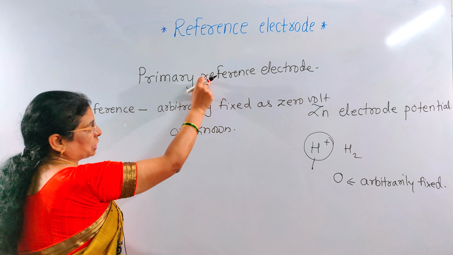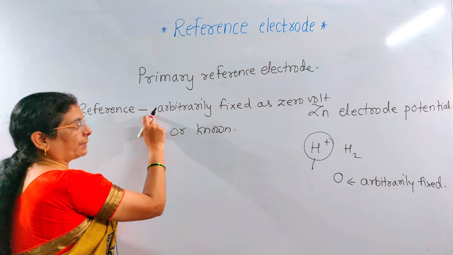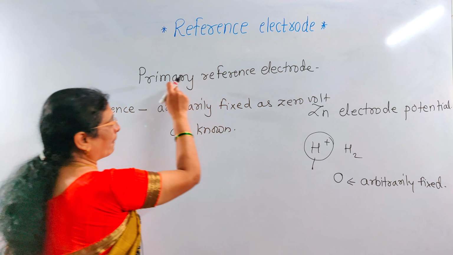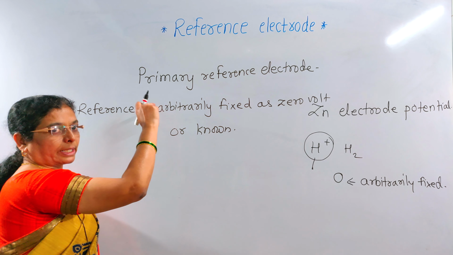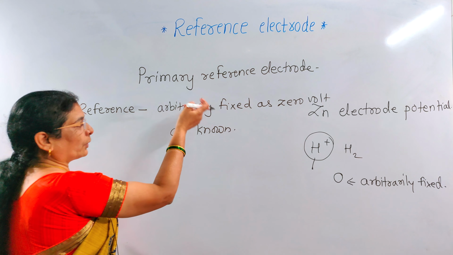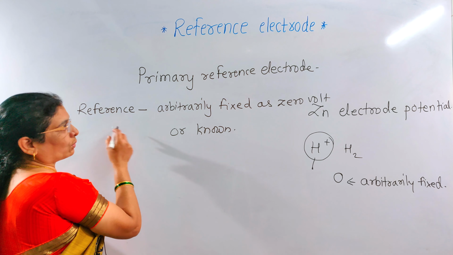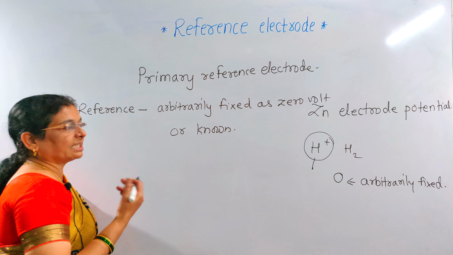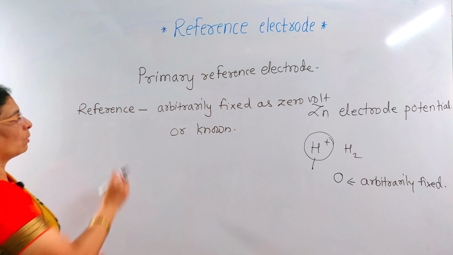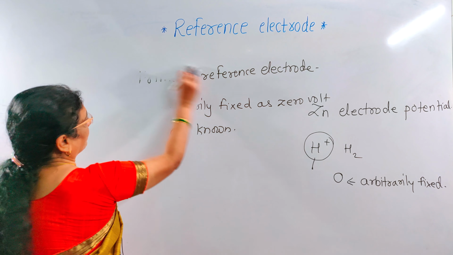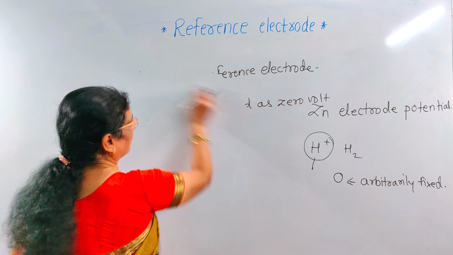The standard hydrogen electrode is called the primary reference electrode. The electrode potential of this electrode is arbitrarily fixed as 0 volt. By using the standard hydrogen electrode as reference electrode, the potential of different electrodes can be determined, and some electrodes are used as secondary reference electrodes. Now we shall consider the standard hydrogen electrode in detail.